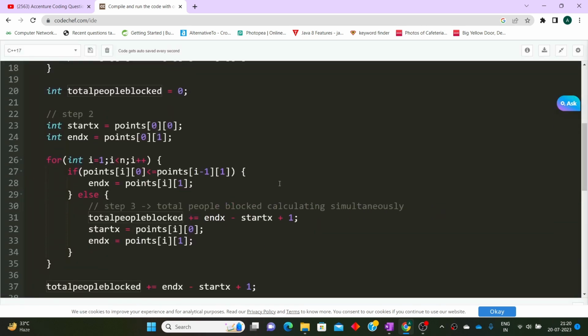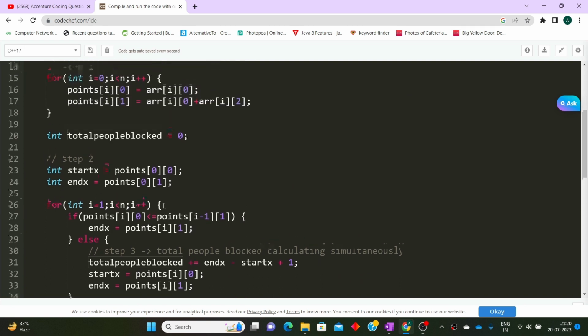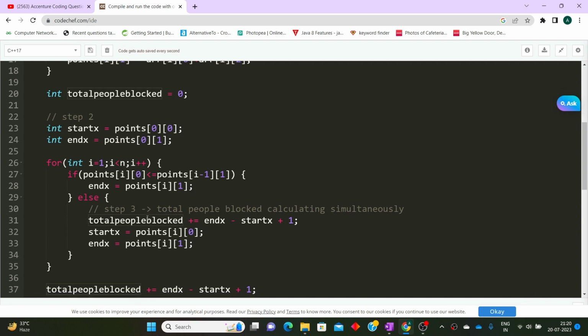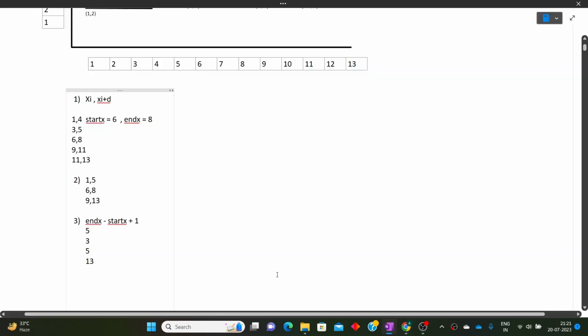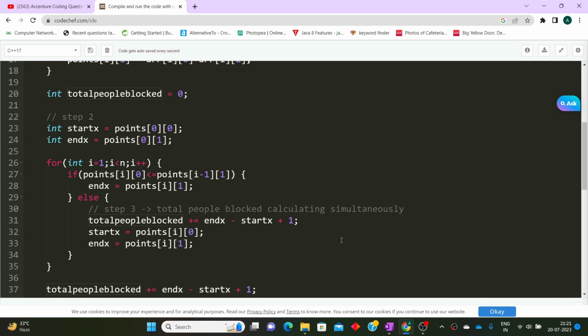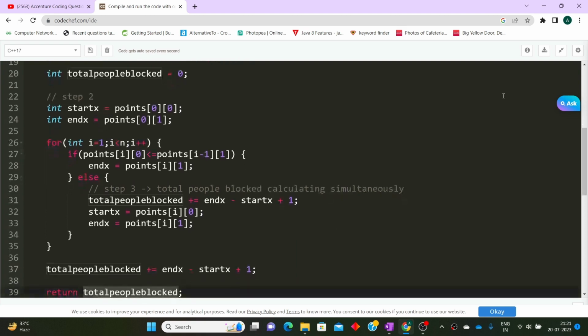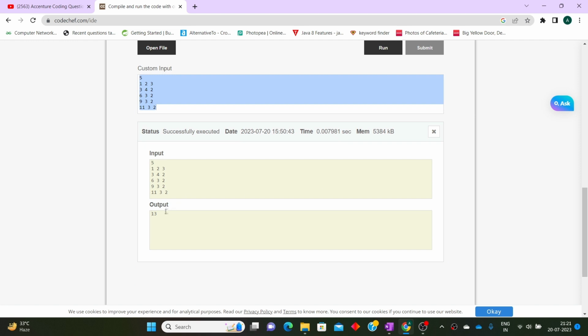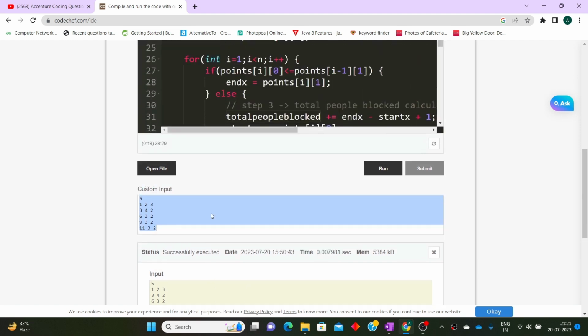It is very simple. I have also mentioned the steps: what step 1 is doing, what step 2 is doing, and what step 3 is doing, and I have discussed step 1, step 2, step 3 in detail in the approach section. So if you have not looked at the approach section, do check that out in this particular video. Let's see the result here. You can see the result is coming as 13, that is our expected output.